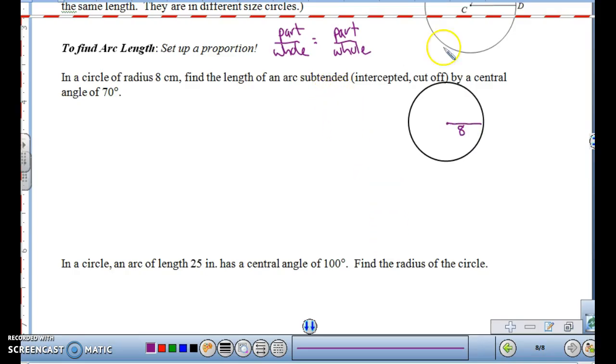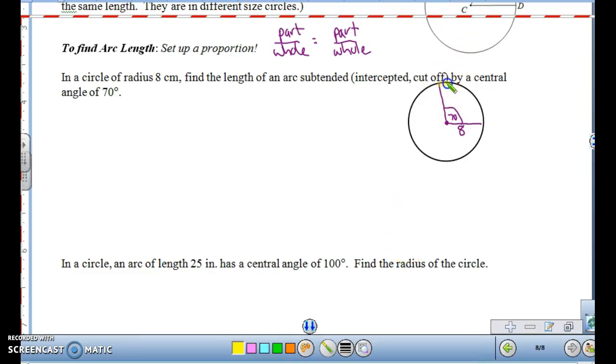A central angle is an angle created by two radii. So the angle right here is going to be 70 degrees. Notice it's called a central angle because it goes to the center of the circle. Now, what we're looking for is the length of this arc. So what we need to figure out is the part and the whole. This sector, that's what this is called, the arc intercepts an angle of 70 degrees.